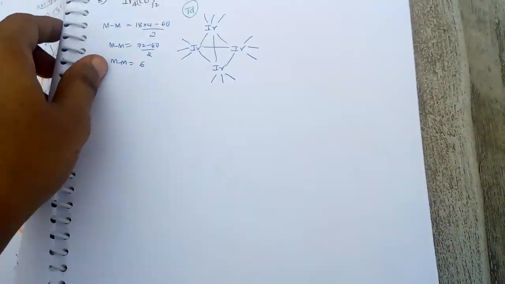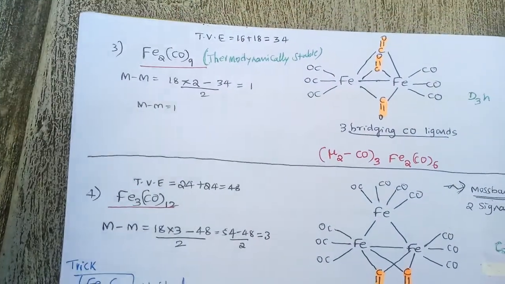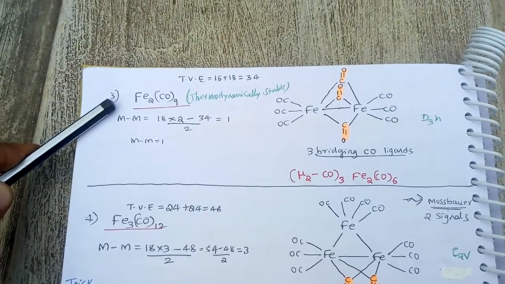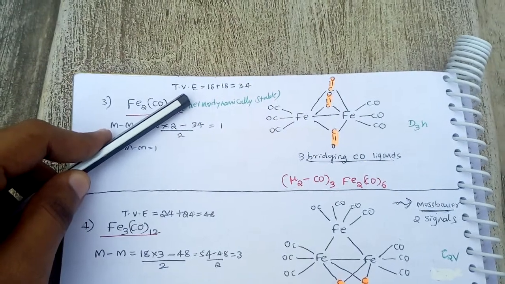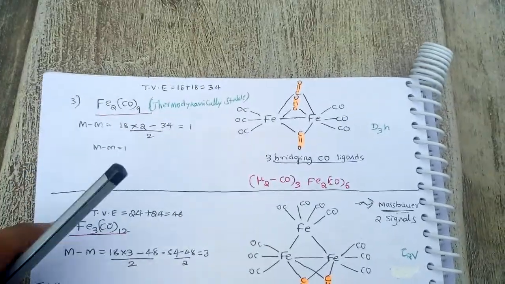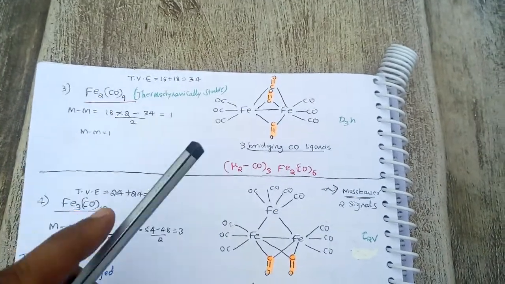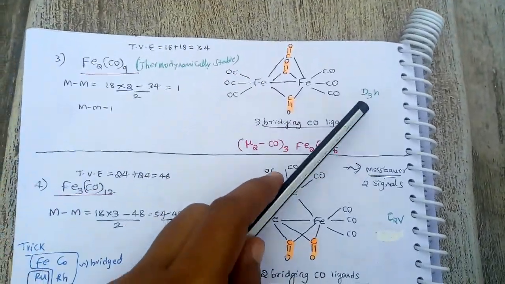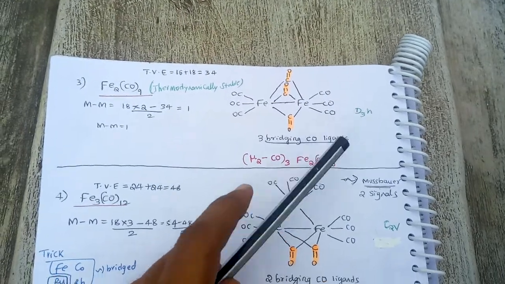So next question is for Fe2(CO)9. This is a special case. Fe2(CO)9 is thermodynamically stable. Here the metal-to-metal bond is 1, and the total valence electron count is 34. 18 into 2 metals gives metal-to-metal bond 1. In examination they will ask how many bridging carbonyl groups are present. Here 3 bridging carbonyl groups are present. If they ask the point group for Fe2(CO)9, that is D3h.